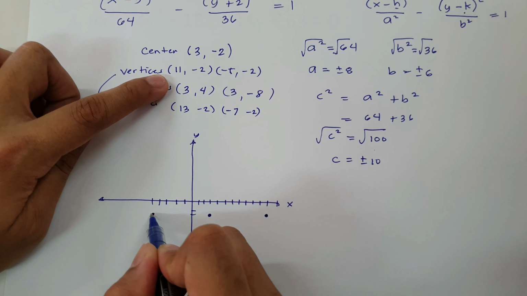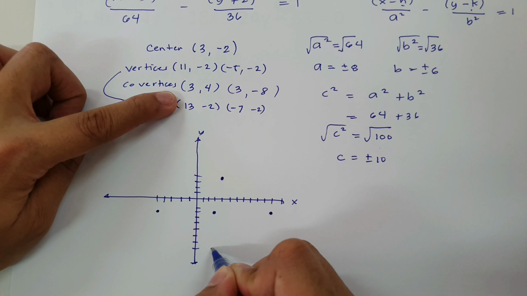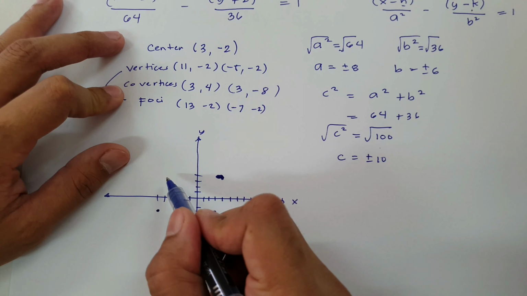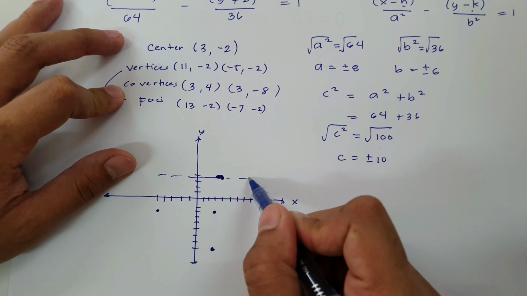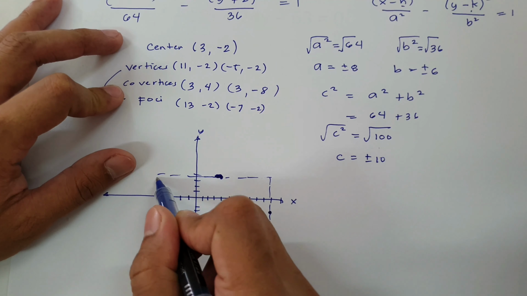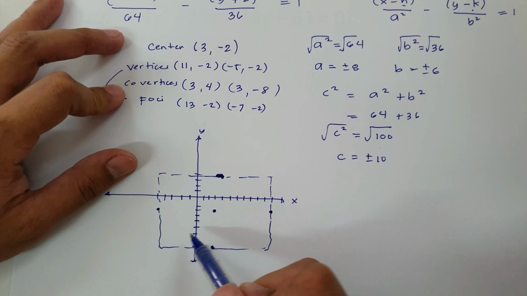Next, we're going to have 3, 4, counting 1, 2, 3, 4. Then we're going to have 3, negative 8, counting 3, 4, 5, 6, 7, 8. So after plotting the coordinates of the co-vertices and center, we're going to draw a rectangle. Then after that, we're going to draw the lines of the asymptotes.